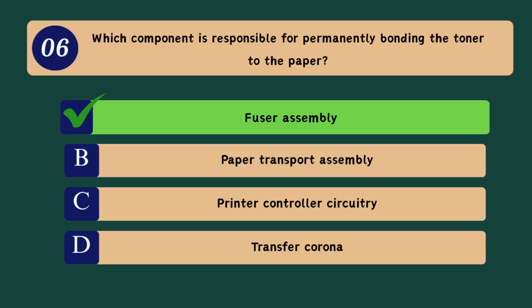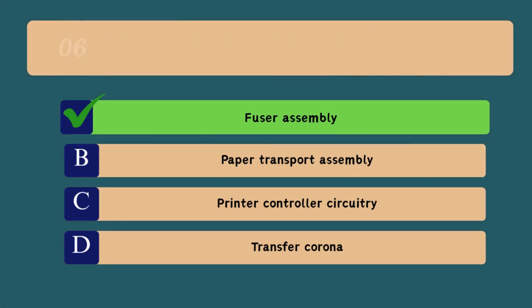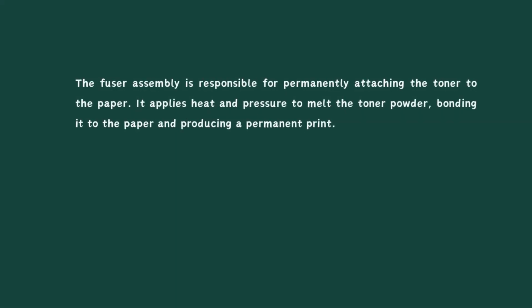Correct answer A. Fuser assembly. The fuser assembly is responsible for permanently attaching the toner to the paper. It applies heat and pressure to melt the toner powder, bonding it to the paper and producing a permanent print.